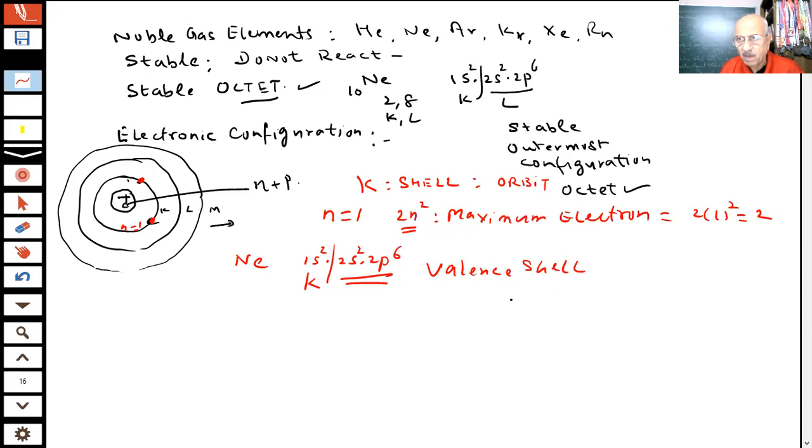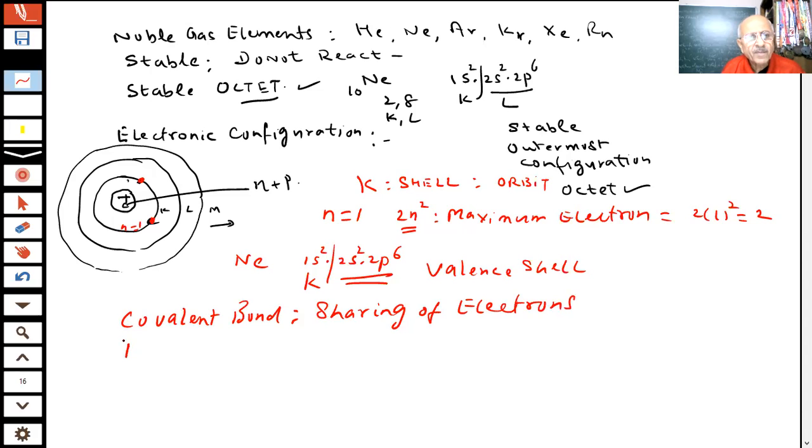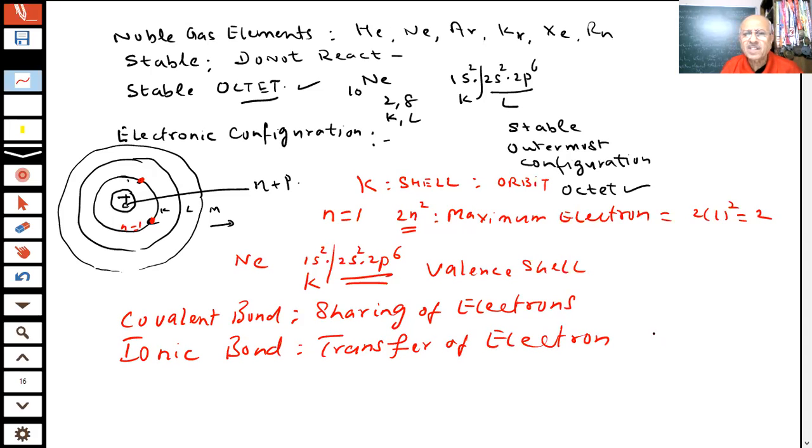Electrons can be shared. In the chemical bonding topic, there are two types of bonds with which you are familiar. The covalent bond is formed by the sharing of electrons, students. Right or wrong? Are you aware of it? Okay. Then there is an ionic bond, which is formed by the transfer of electrons. So there can be sharing of electrons, and there can be transfer of electrons.